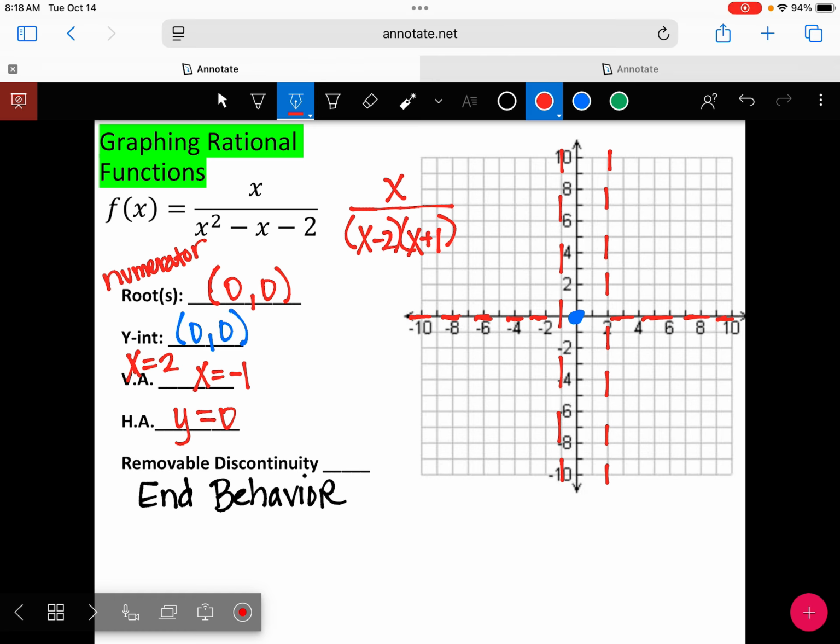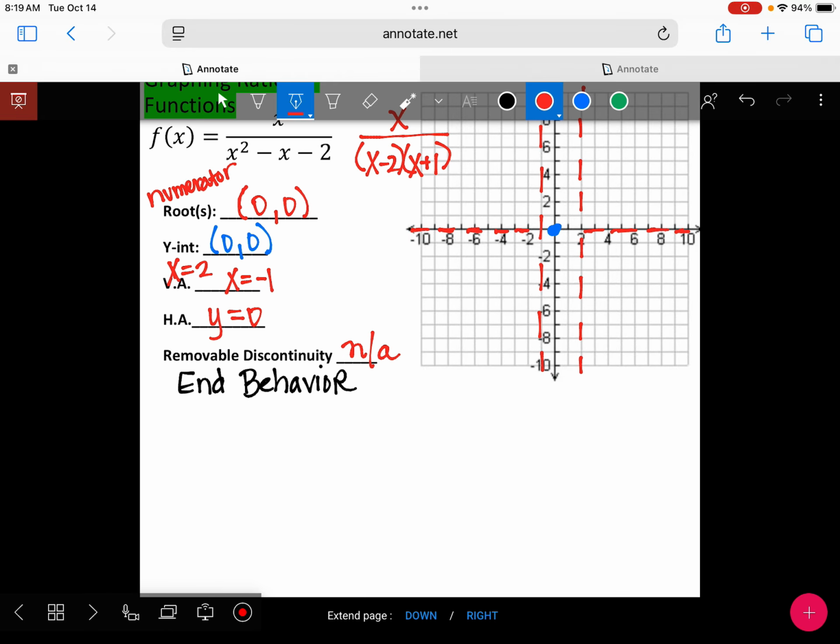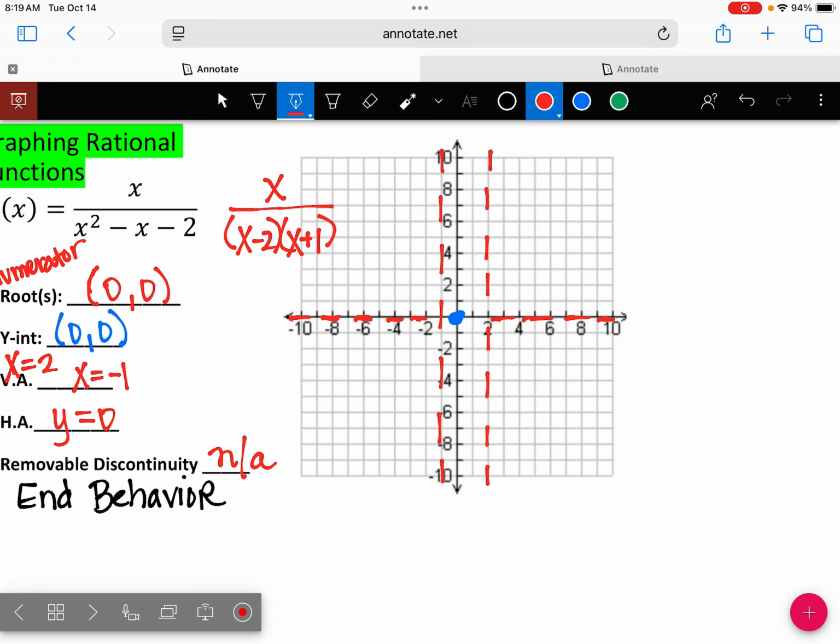Do we have a removable discontinuity? Does anything cancel out after I factor it? Nope. So that means that will be NA. And unfortunately for this one, we didn't really get a lot. So we've got to do quite a few points. So let me get myself some space to the right. Let's go ahead and figure out what this graph is doing.